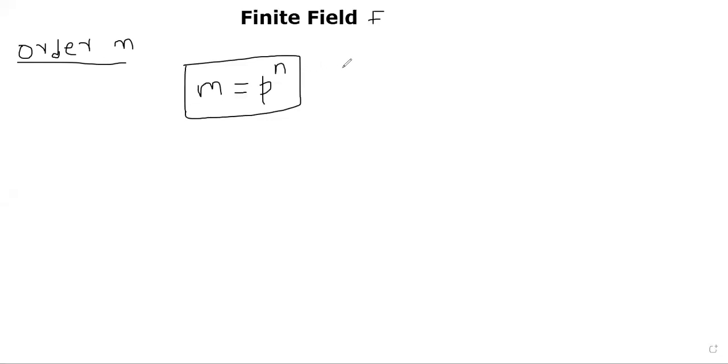Okay. n is a natural number, of course. Even more precisely, n is greater than 0, so it's a positive number. p is a prime number. Okay, we don't know how to construct it, but the theorem says there must exist a field if the number of elements in the field is a prime power of some integer. Okay, that is the theorem.